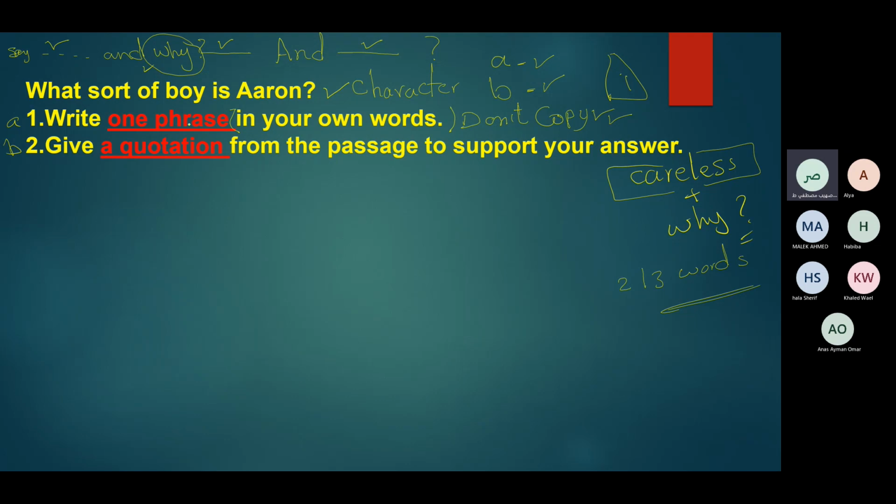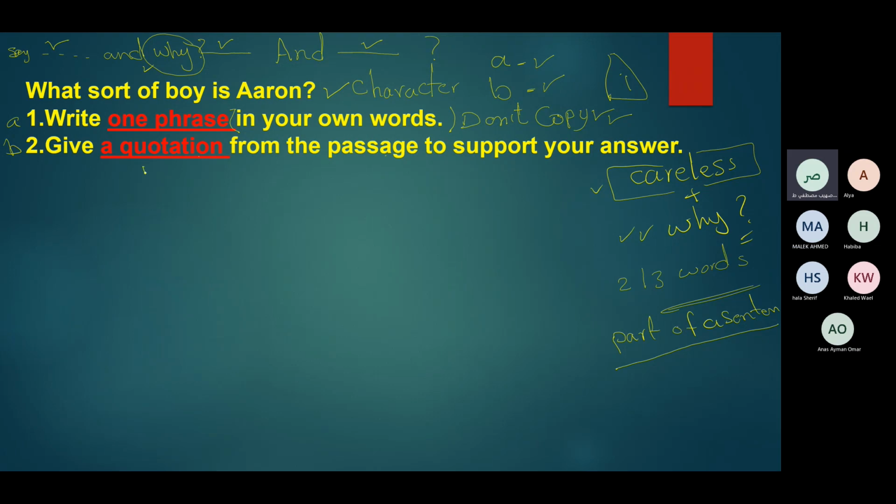The question asked you to do what? One phrase. One phrase means part of a sentence. Part of what? Of a sentence. So it means your answer may be 1, 2, 3 words, not a complete sentence. Then, so you said careless, correct. The second part of the question didn't ask you about why, to say because 1, 2, 3. The second part of the question asked what? Give a quotation from the passage.